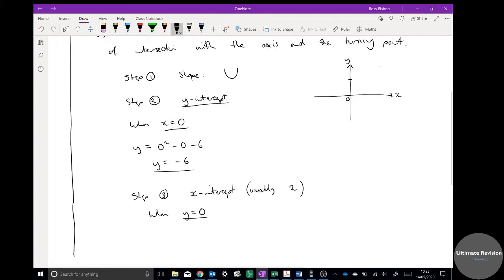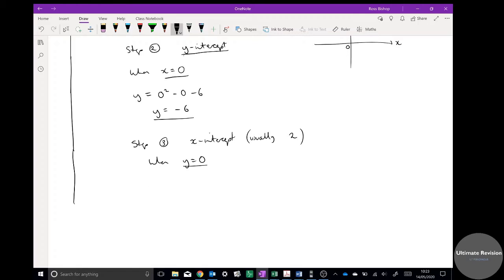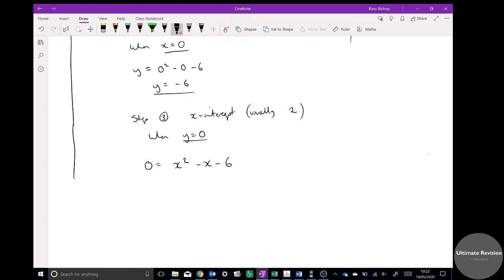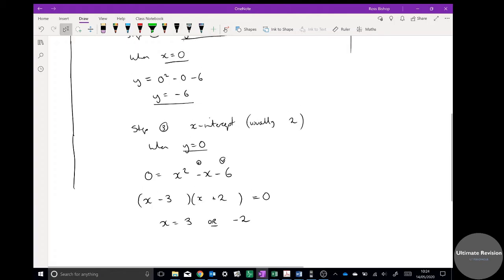Okay, now when y equals 0, I said, okay, well, 0 equals x squared minus x minus 6. And I'm going to solve this like I normally would. This factorizes. So x, it's got to times to minus 6, add to minus 1. So minus 3 plus 2. X is going to equal 3 or negative 2. Okay, they're my x-intercepts. So this particular equation has got 2 intercepts.